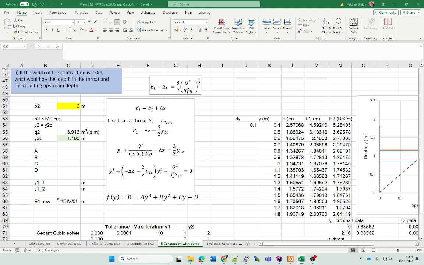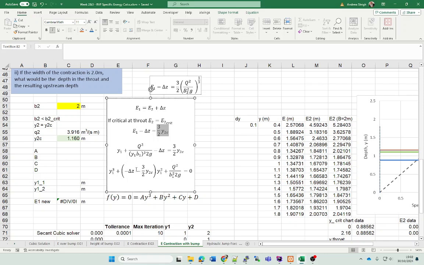If we were to now calculate the critical depth, the upstream depth caused by the change in the width of less than critical, we need to go back and look at our algebra. So that same energy balance: energy at 1 is equal to energy in the flow at 2 plus the height. So we rearrange that because we know that energy at 2 is Y2 crit. We can do our algebra here, and what we get is this cubic again.